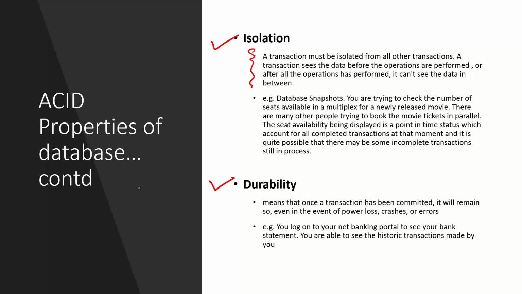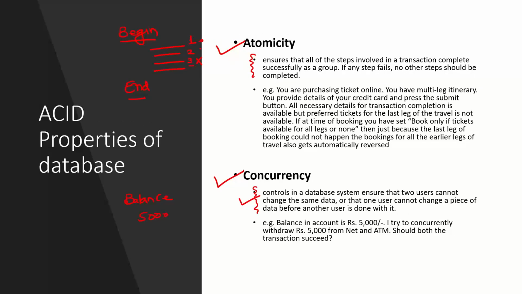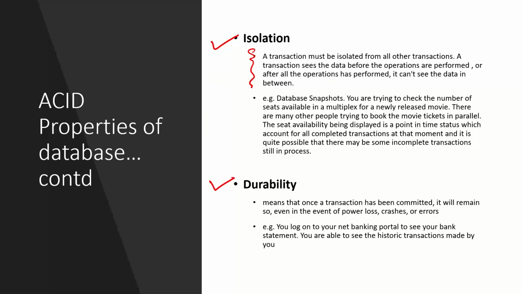Isolation. When we use the word transaction, please understand that in all of these, whenever I'm using the word transaction, it means an SQL query. An SQL query can be an insert, an update, a delete, or a truncate. Isolation: a transaction must be isolated from other transactions, which means a transaction sees the data before the operations are performed or after the operations have been performed. It can't see the data in between.